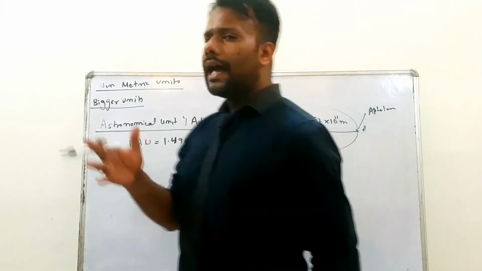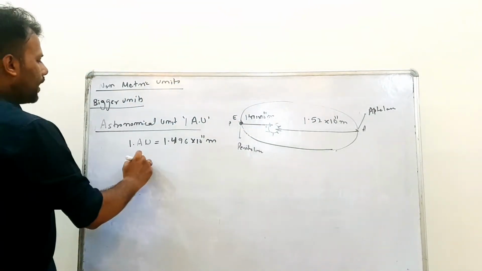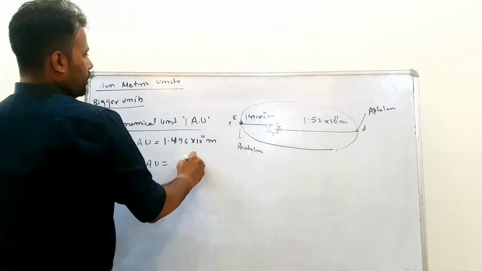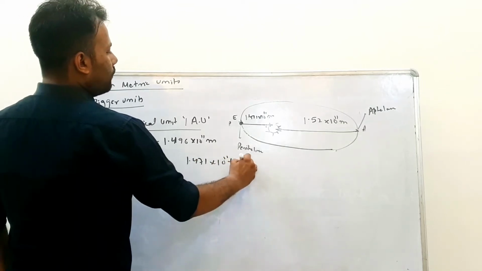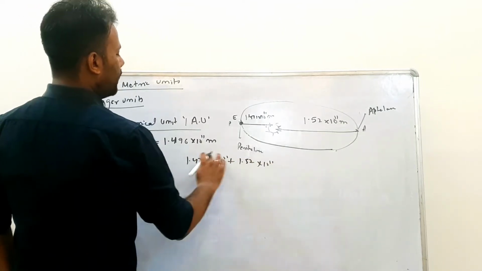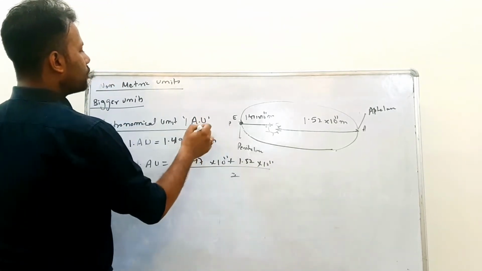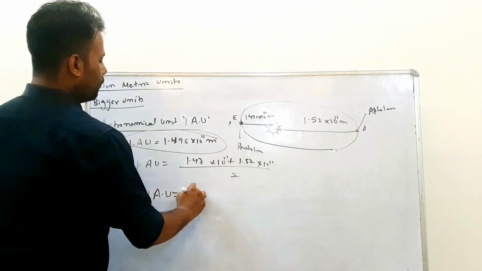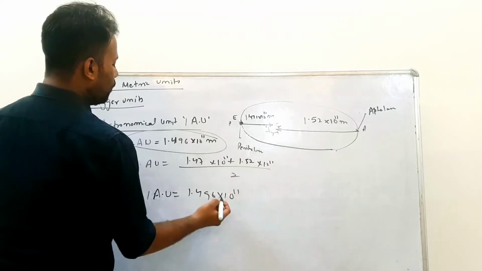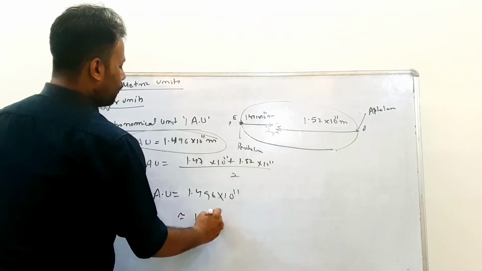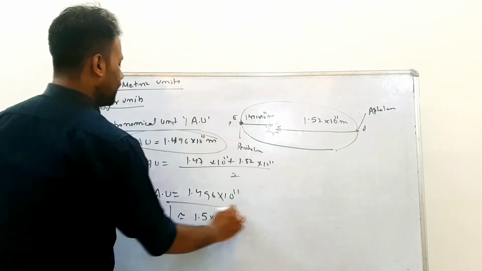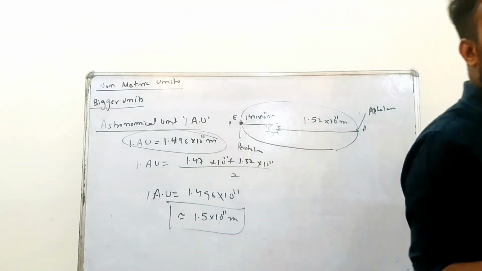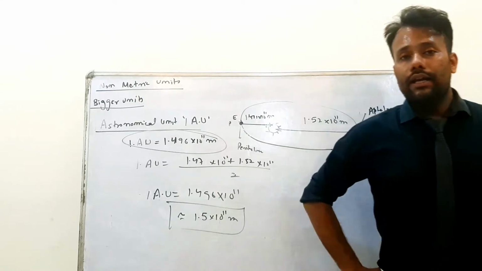So what we do, we find the average, right? So basically this 1 AU is the average of the smallest and the farthest distance. So 1.471 into 10 to the power 11 plus 1.52 into 10 to the power 11, divided by 2, you will approximately get this distance. So 1 AU is equal to 1.496 into 10 to the power 11, or approximately 1.5 into 10 to the power 11 meter. So this is how we calculate the distance between the Earth and the Sun. So that's your 1 AU, astronomical unit.